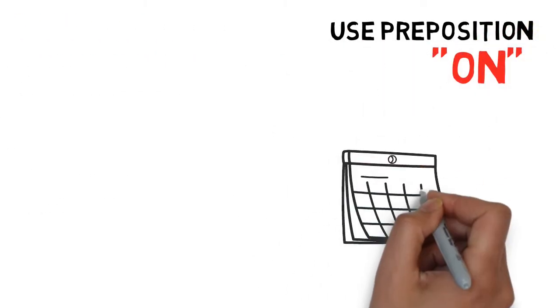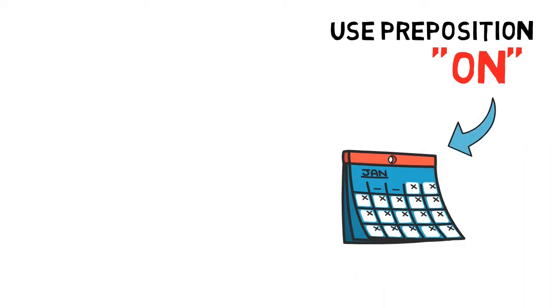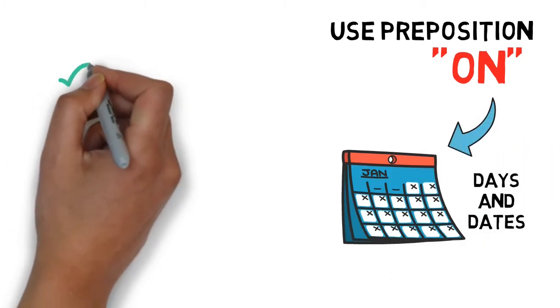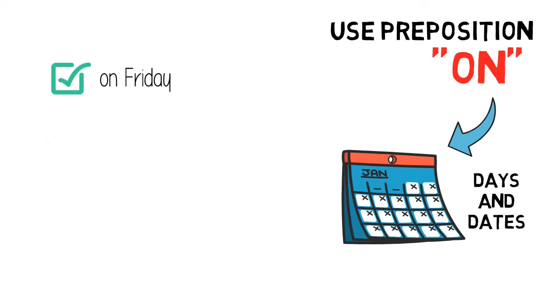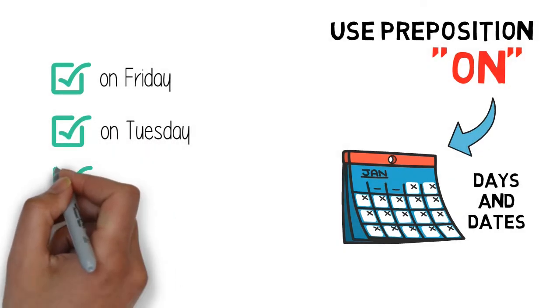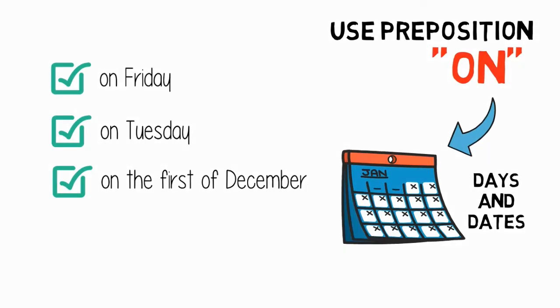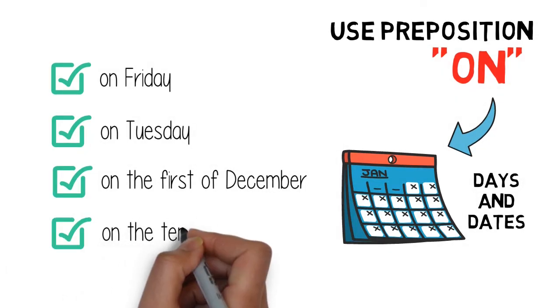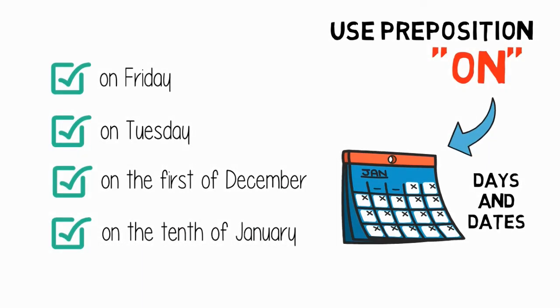When you refer to days or dates, use preposition on. The long-awaited concert will be on Friday. Can you finish this project on Tuesday? I need it. The grand opening of that mall will be on the 1st of December. Did you hear the news? Uncle Ben will come home on the 10th of January.